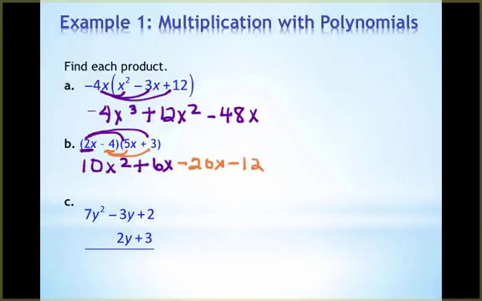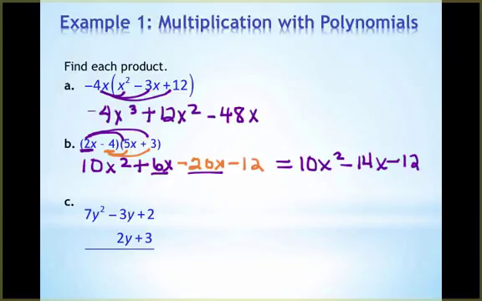Now we do want to see if we have like terms that we can combine. So looking through our problem, our highest power is a 10x squared. Then we have a positive 6x and a negative 20x. So that's going to give me negative 14x and then minus 12.